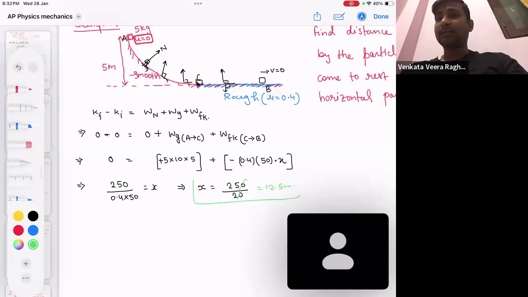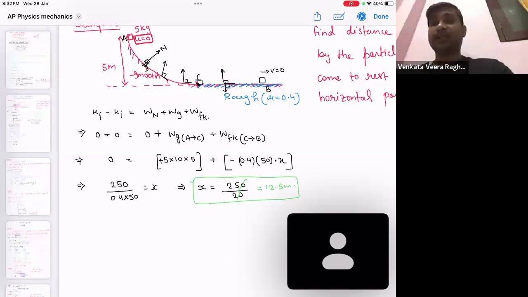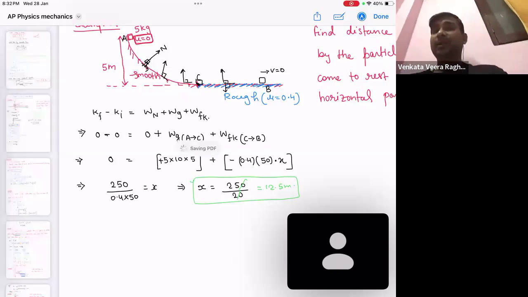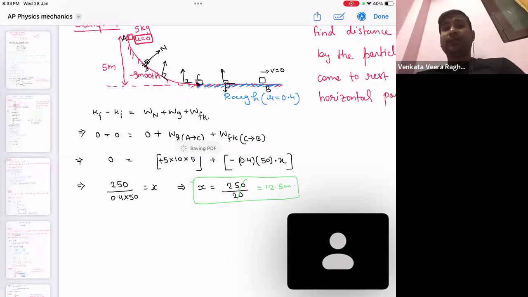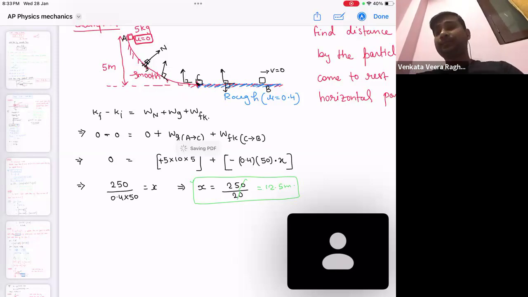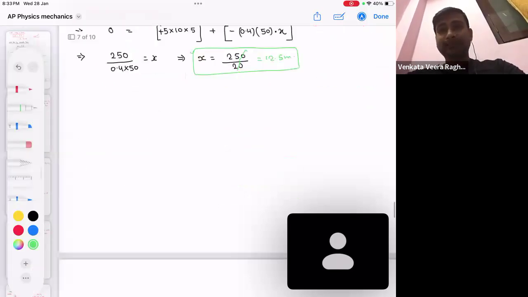So that means on the horizontal track, it will cover how much distance? 12.5 meter it will cover only. Understood? After covering 12.5 meter on the horizontal track, it will come to rest. Understand? Next example we have.